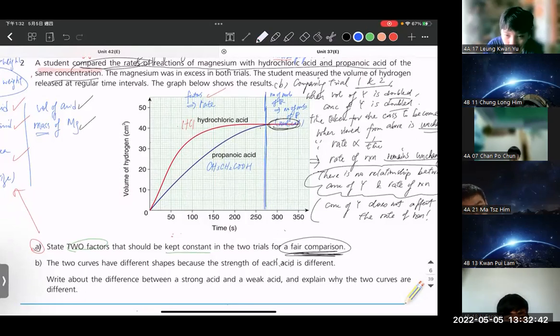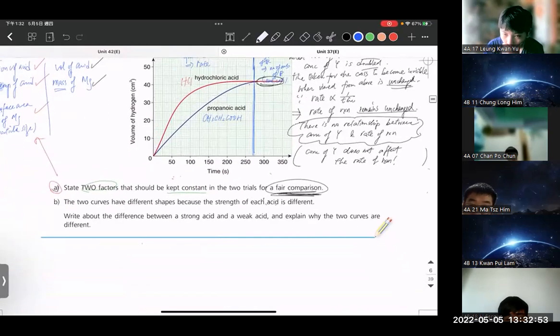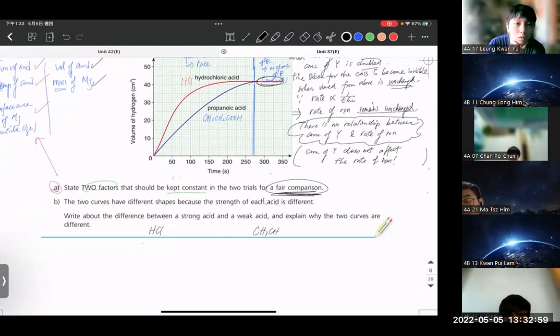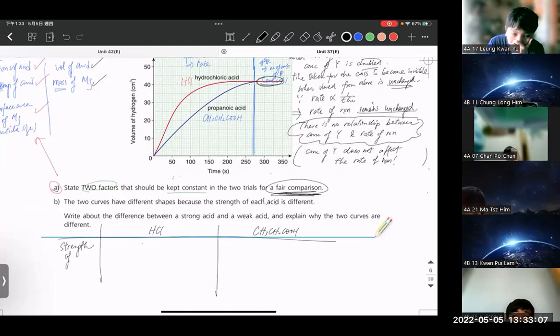Yes, different strength of acid. Yes, please elaborate on these two. What is that, different strength of acid? You're going to compare HCl and CH3CH2COOH, propanoic acid, in terms of the strength of acid.